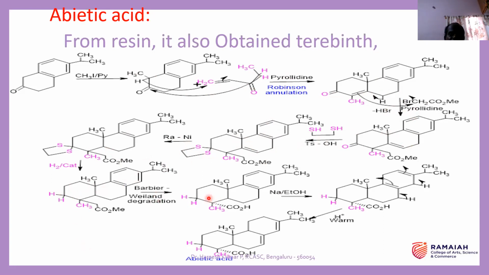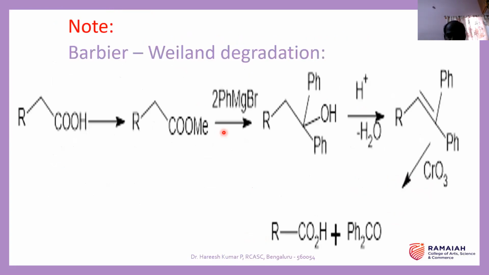Then from here to here is a Barbier-Wieland degradation. That means one carbon less carboxylic acid is obtained. So from here to here, a Birch reduction. After the Birch reduction, a 1,4-dihydrobenzene derivative is obtained. So this, on migration, a 1,3-hydrogen shift, forms abietic acid. So this is about the synthesis of abietic acid.